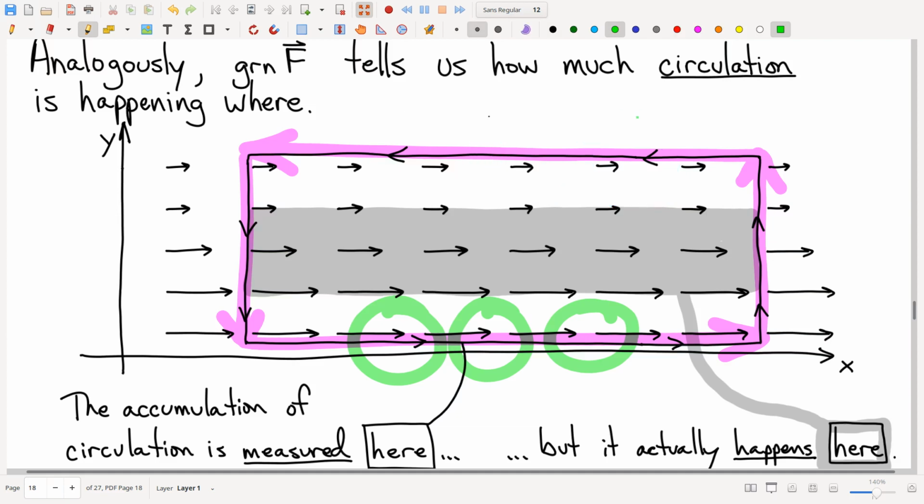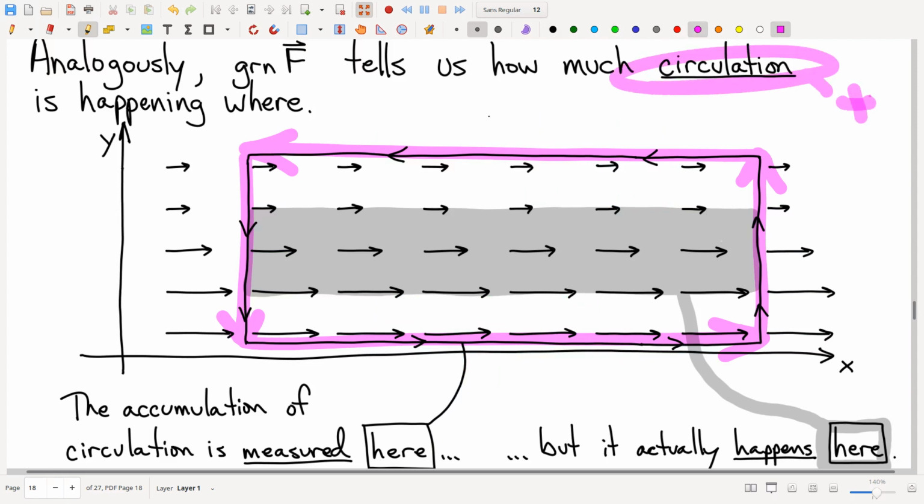And now I'm going to ask the usual question. We have this positive amount of circulation right here. And, of course, we measured that by looking at the boundary, along the boundary. But where is it really coming from? Where is this circulation happening? What's the source of the circulation? And, well, look, it's not here. That general area right there, there's no circulation coming from there.